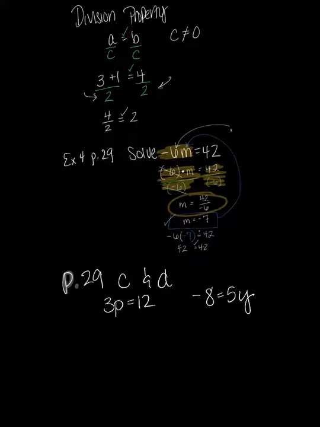Show me your work. All right, welcome back. Hopefully for p, you got p equals 4, and for y, you got it equal to negative 1 3/5. If you didn't get this, go back and rework this problem and see if you can figure it out.